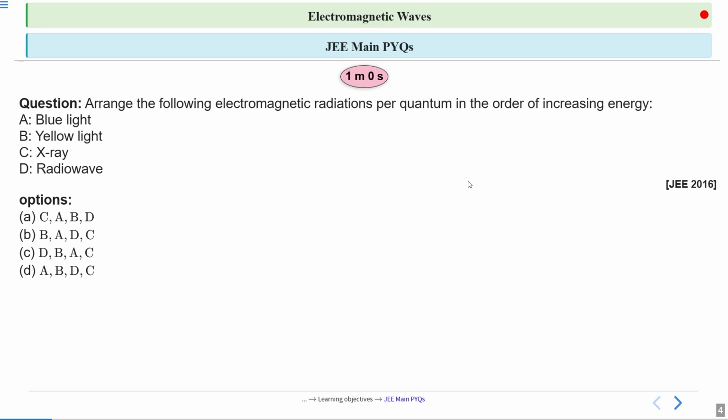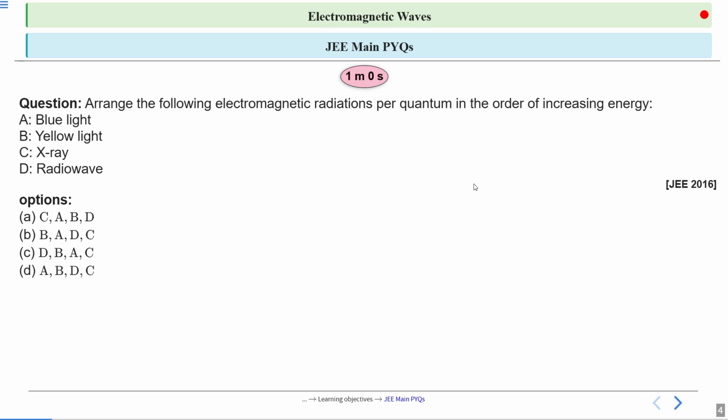Okay, we know that energy associated with the photon of any radiation is equal to E equal to h nu. h is Planck's constant, nu is the frequency of that electromagnetic radiation, and E is the energy associated with the photon of that electromagnetic wave. If frequency of any electromagnetic wave is more, that means energy is directly proportional to frequency. h is constant, Planck's constant. That means energy of that electromagnetic wave will also be more.